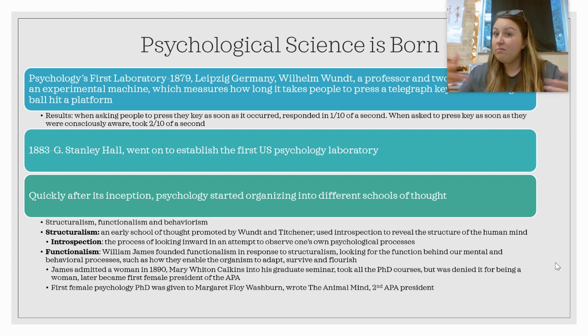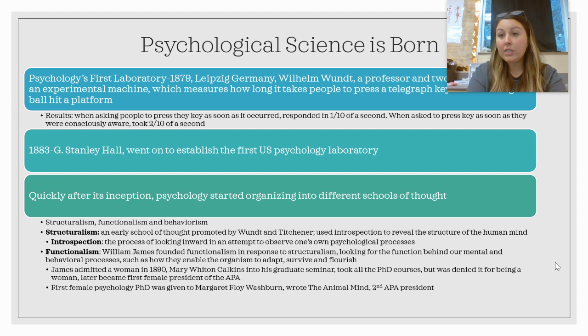Then comes functionalism, which was founded by William James. Rather than trying to identify the different structures of the brain, James wanted to understand the functions of the different parts of our brain. Why do we do these things? Why do we have this part of our brain? What's the function of that? He really wanted to understand why we have these different behaviors.